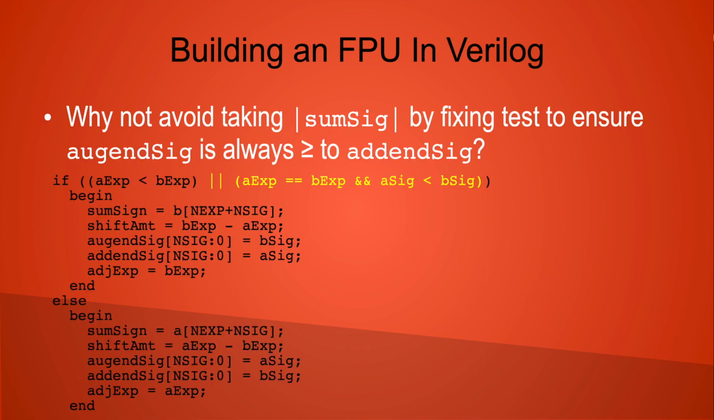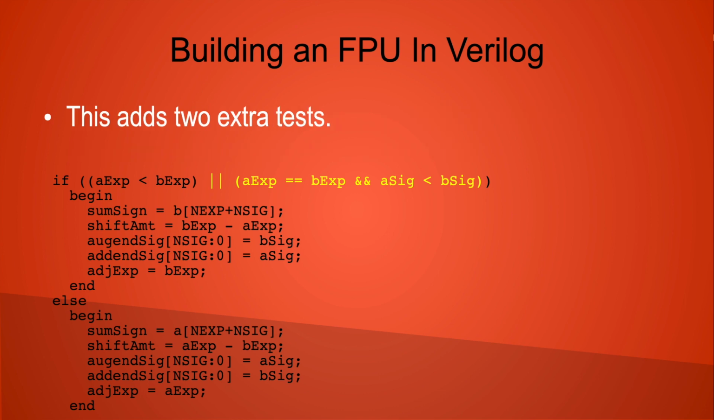Instead of computing the absolute value of sum sig, why didn't I expand the test for augend and addend to see, when the exponents for the two operands are equal, which significand value is larger, and avoid having to take the absolute value when subtracting? As you can see from the code on the screen, this adds 2 additional tests to the if statement. The test I want to focus on is to see if A sig is less than B sig.